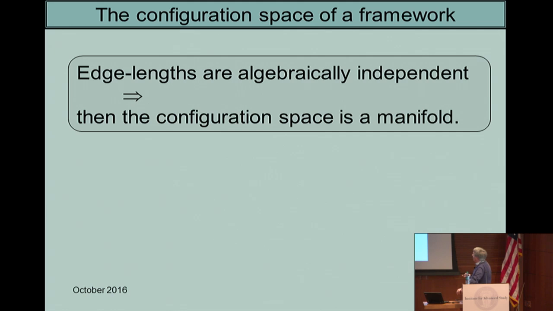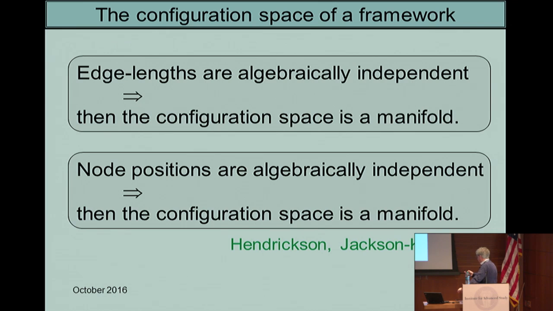And there is this theorem, which is not hard to prove from the previous one, that if the edge lengths are algebraically independent, then the configuration space is a manifold. So this degeneracy with the parallelogram occurred because the edge lengths are not algebraically independent. It's also true, in another related theorem, that if the node positions are algebraically independent, then the configuration space is also a manifold. This was proved by Hendrickson and Jackson and Kivash. The previous is just sort of a digest of their proof.